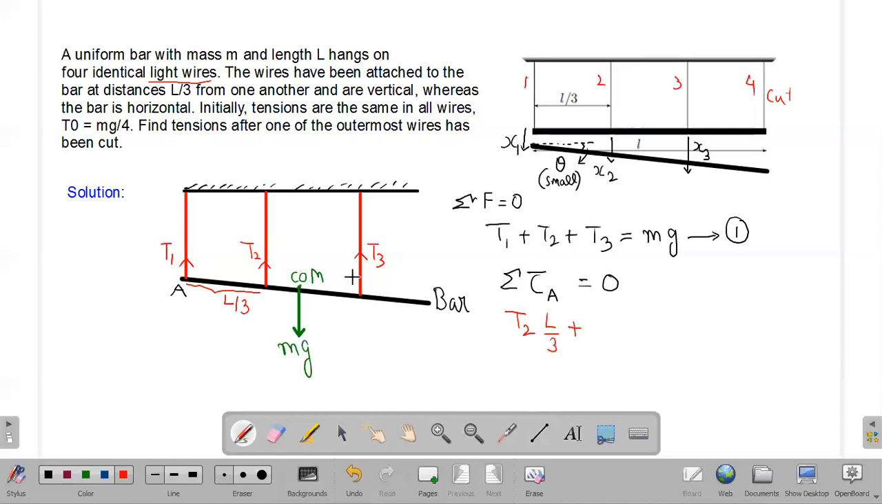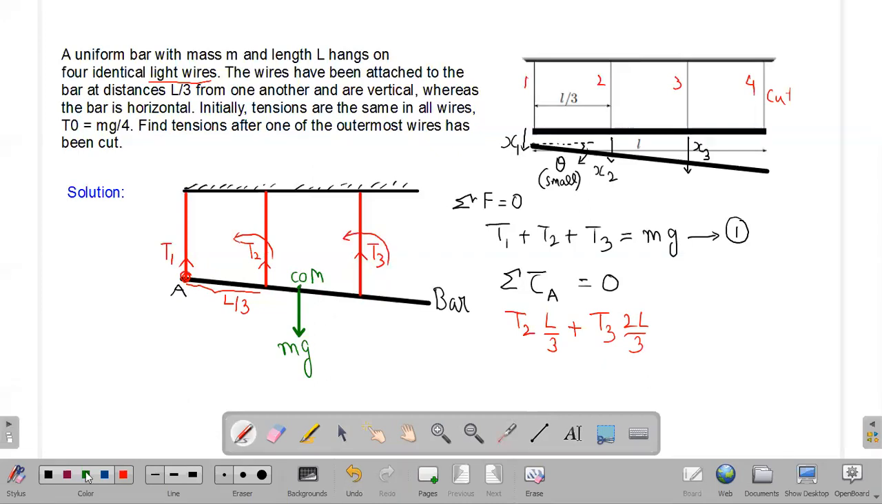Plus another torque will be by the force T3 in the third wire. This T3 force will also produce a torque about point A, and the torque of T3 about point A will be T3 into the distance of T3 from point A. The wire T3 is at a distance of 2L by 3 from the point A, and therefore it is T3 into 2L by 3. The torque by T2 is in the anti-clockwise direction. The torque by T3 is also in the anti-clockwise direction.